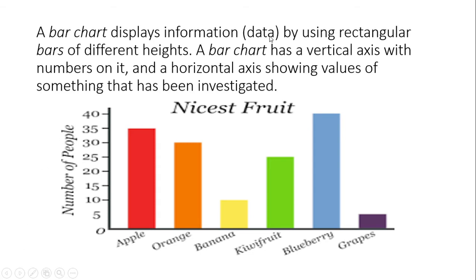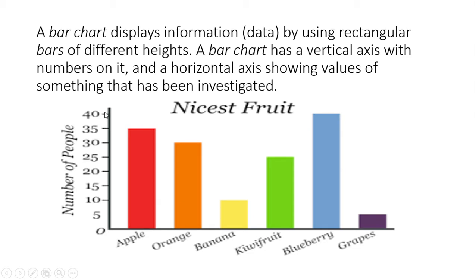A bar chart displays data, which is information, by using rectangular bars of different heights. A bar chart has a vertical axis, which is the y-axis, and a horizontal axis, which is known as the x-axis.